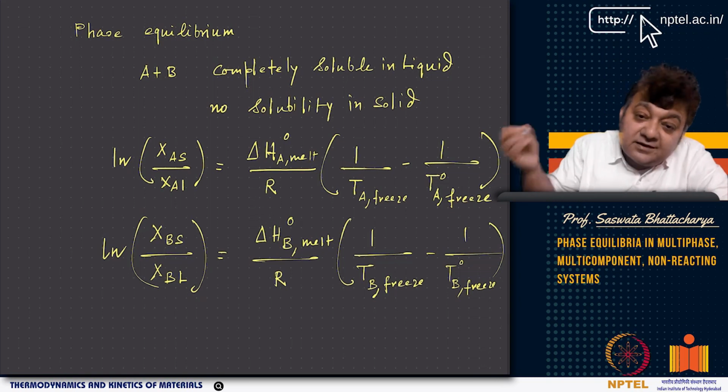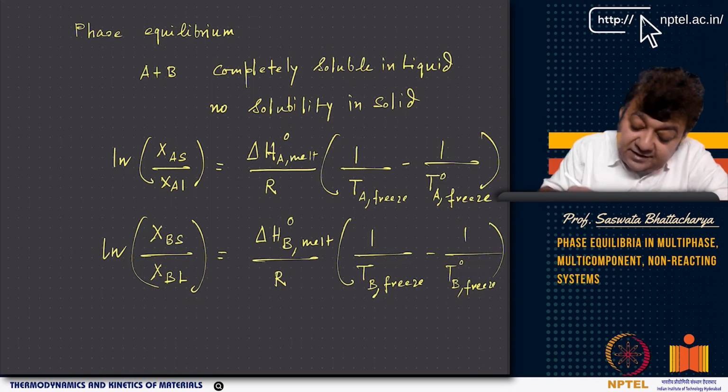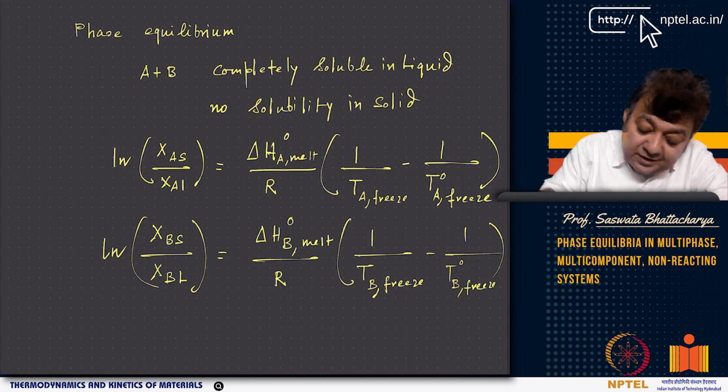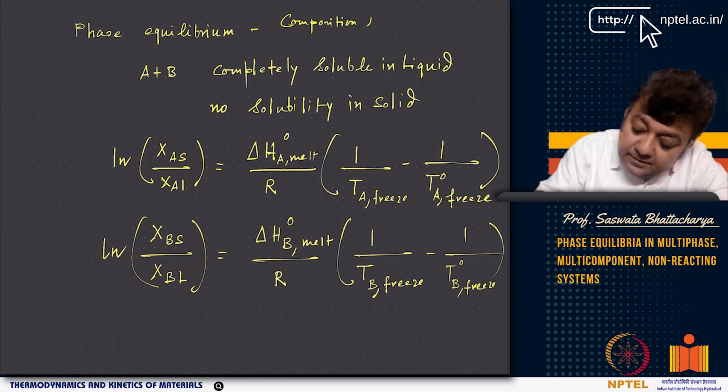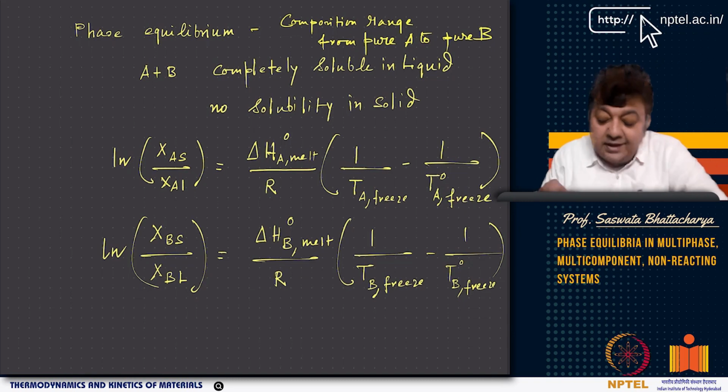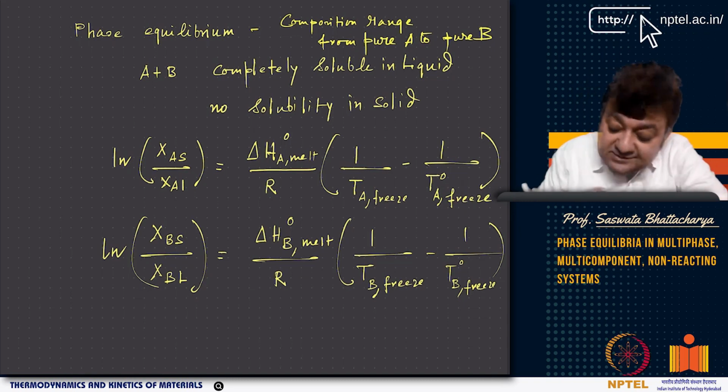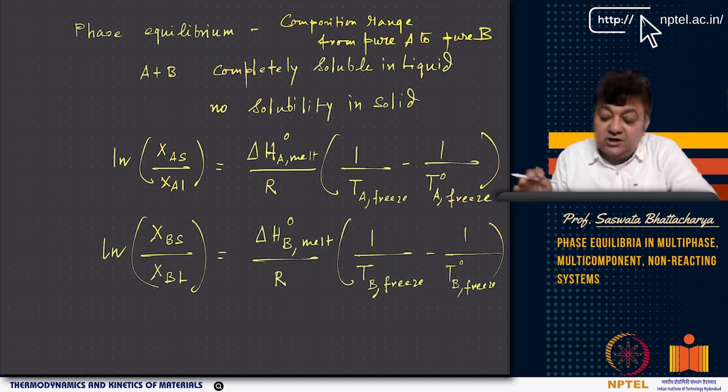But instead of that, if you look at the phase equilibrium condition, you are looking at the complete composition range from pure A to pure B, right? The entire composition. Now you are telling A plus B, and we have given this condition, A plus B completely soluble in liquid but no solubility in solid.